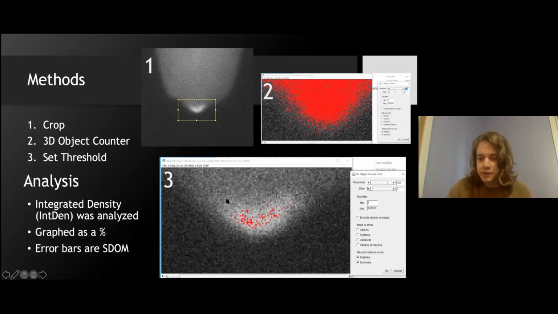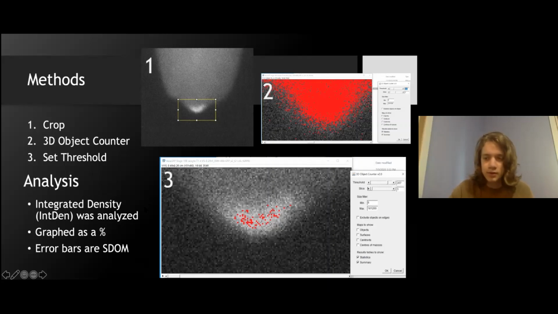And then finally in figure 3, the different part of this method is that the threshold set on the object counter is dynamic. So I would adjust the slider bar until there is no background fluorescence being picked up and there are no large clumps present in the germplasm that we are analyzing.